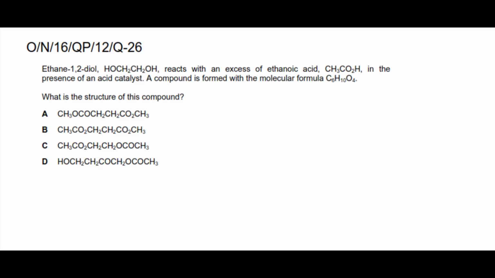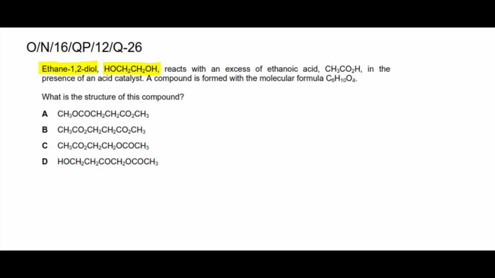So in this question, this is from October, November 16, paper 12, question number 26. This is from organic chemistry. They're saying that ethane 1,2-diol. So we have a diol, which means a compound with two OH groups. This is the structural formula of ethane 1,2-diol.